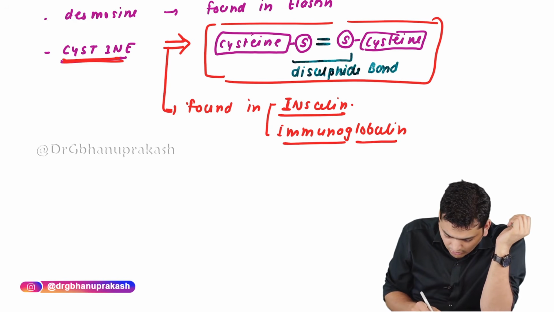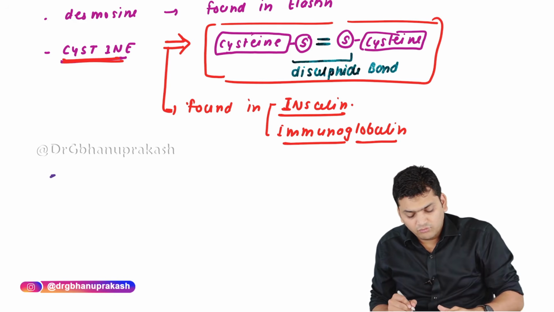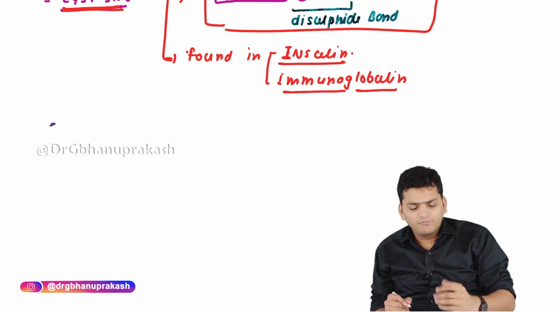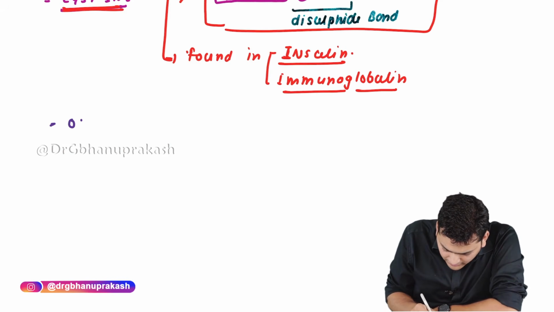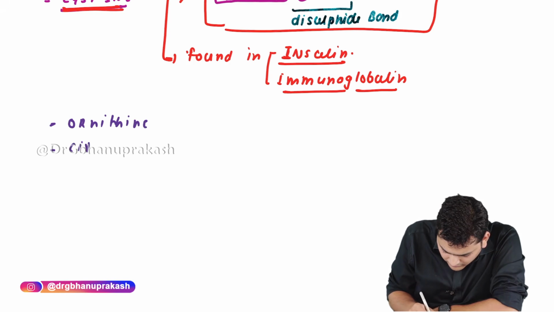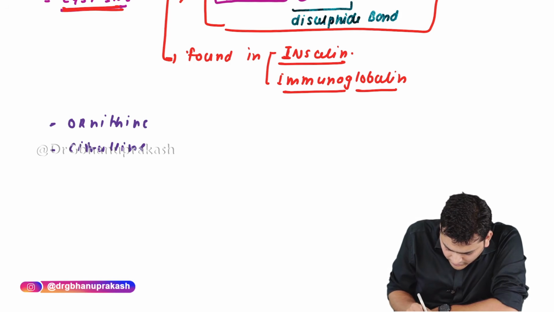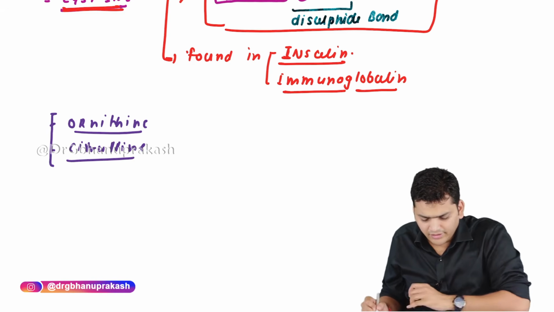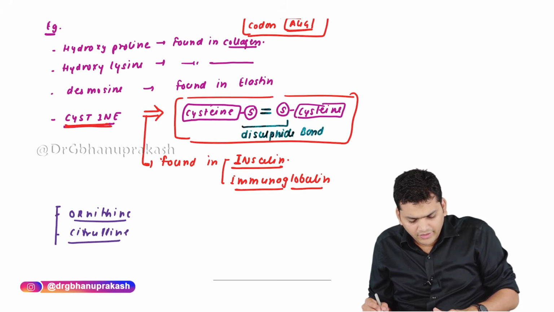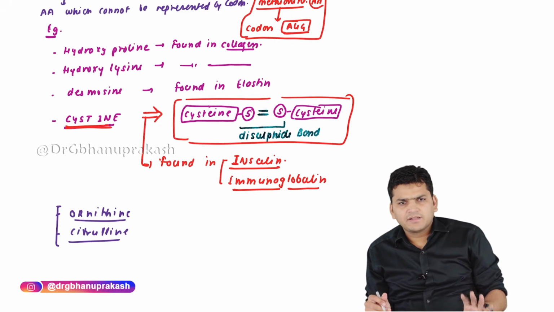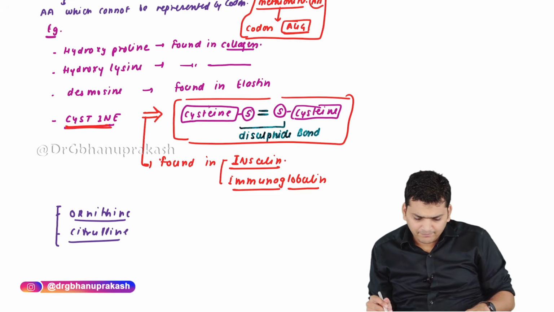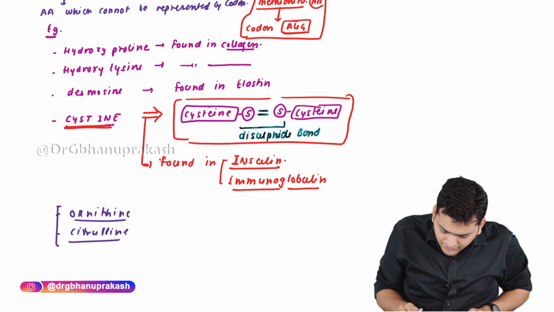The other examples of derived amino acids: we have discussed 4 examples of derived amino acids: hydroxyproline, hydroxylysine, desmosine and cystine. A few more examples that I can add are ornithine, citrulline, these are the other examples of the derived category, right? There are many others also, but at least you should remember these 6. These are the 6 amino acids which are the derived amino acids.